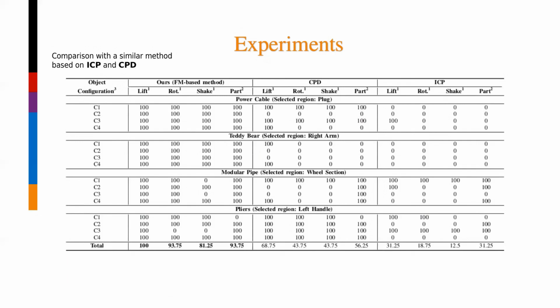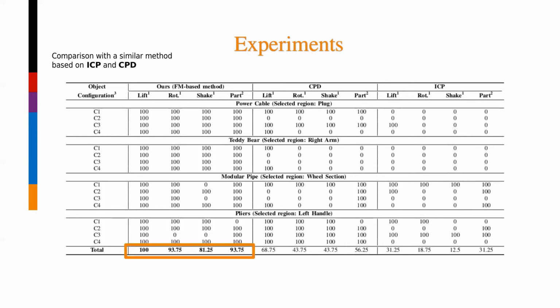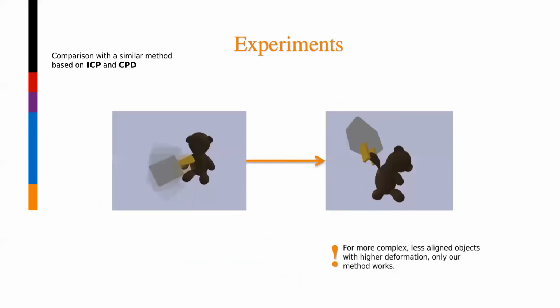We compared them with a similar method, but using CPD and ICP instead of the functional map-based method. And we have seen that the functional map-based method improved grasp transfer significantly, especially for objects with high deformation, such as the case of the bear, which is a more complex object, less aligned, and with a higher deformation. In this case, only our method worked and the other 2 failed.